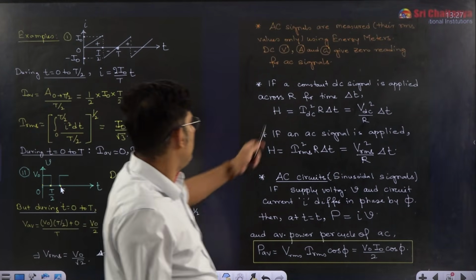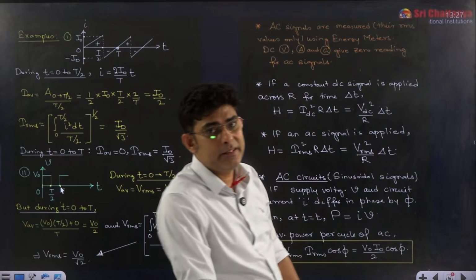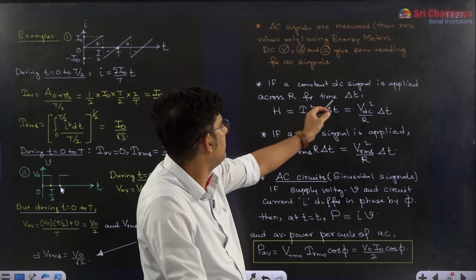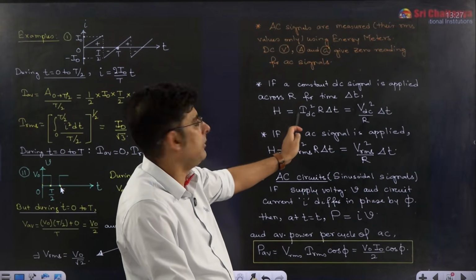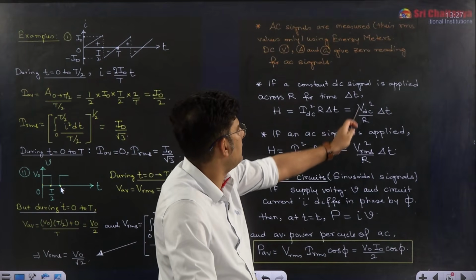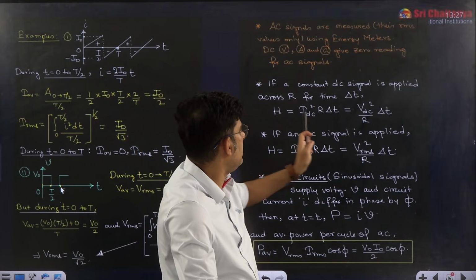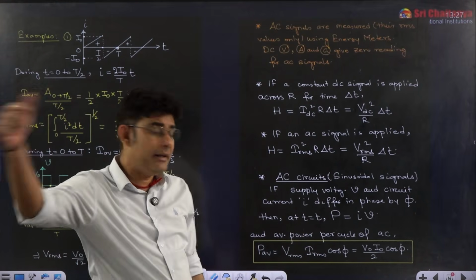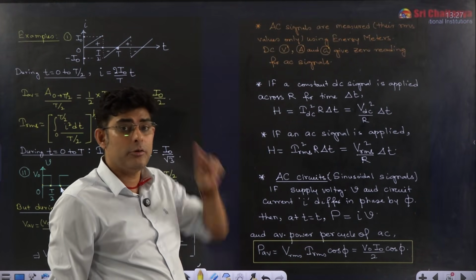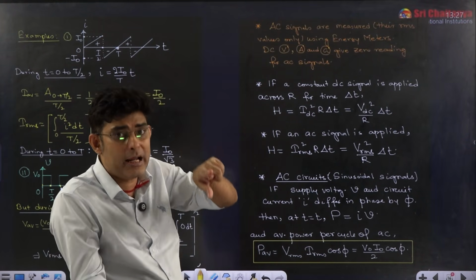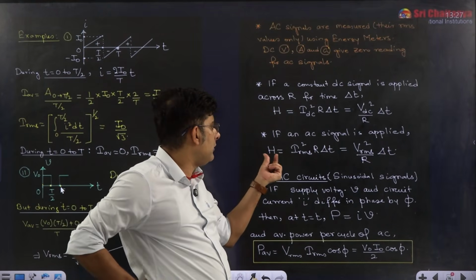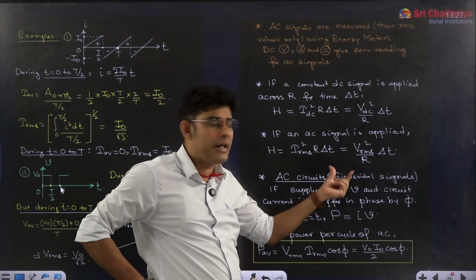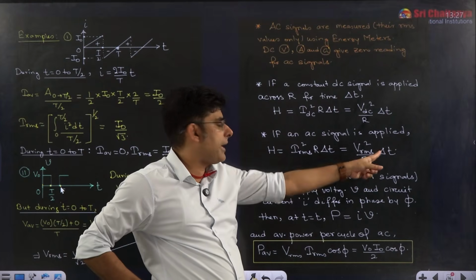One important thing: if you apply a constant DC signal across a resistance R for a long time, the heat will be I square R T, or V square by R into T, where I is I DC, V is V DC. But if you apply an AC signal, then it is varying, so you will have to use integration of I square R dt. When you integrate and find, you will see the heat comes as I RMS square R delta T or V RMS square by R delta T.